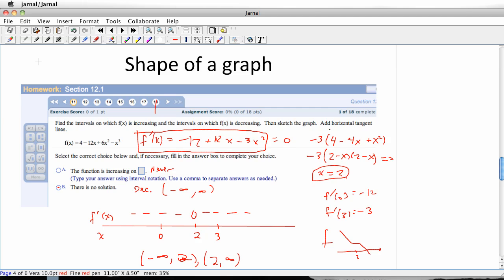They do ask us if there's a horizontal tangent line, and there is, right there. There's a horizontal tangent line at x equals 2, but it is not a place where the graph turns over. So we do not have a local extreme value, either a high point or a low point, on this graph.